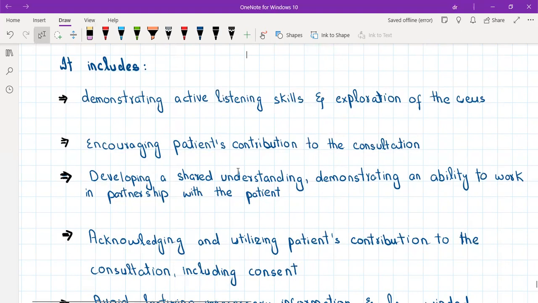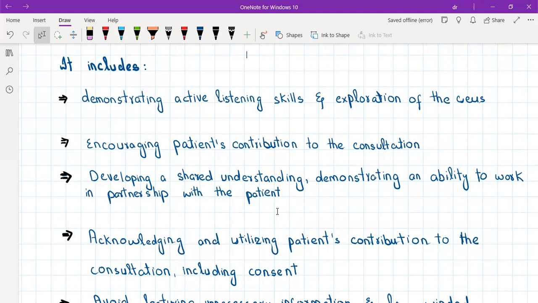Okay, shared understanding and demonstrating an ability to work in partnership with the patient. So please remember during a consultation that it's not only you who has to provide the management. Okay, it's not like, in some of our countries, where we just tell the patient that you are going to do this, because of the lack of time, other problems like population, lack of resources, etc. But the UK is a first world country, so you have to work in collaboration with the patient.